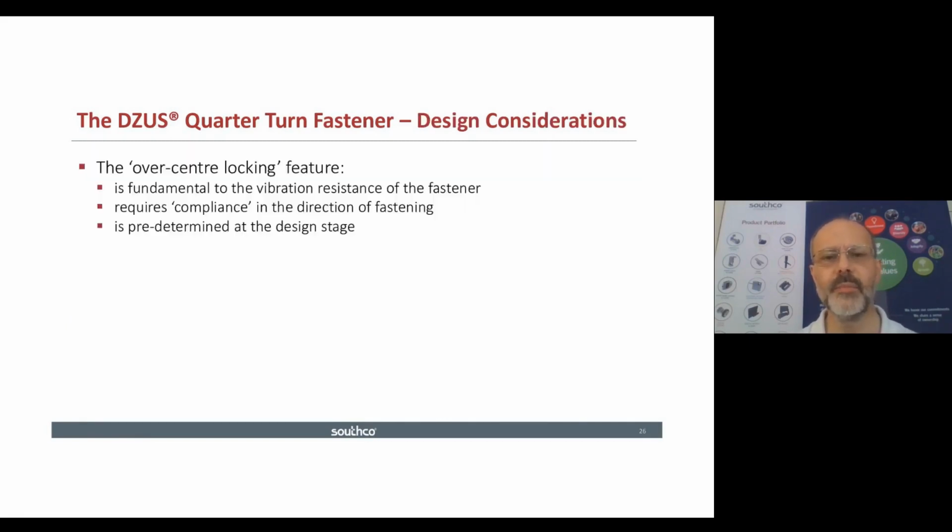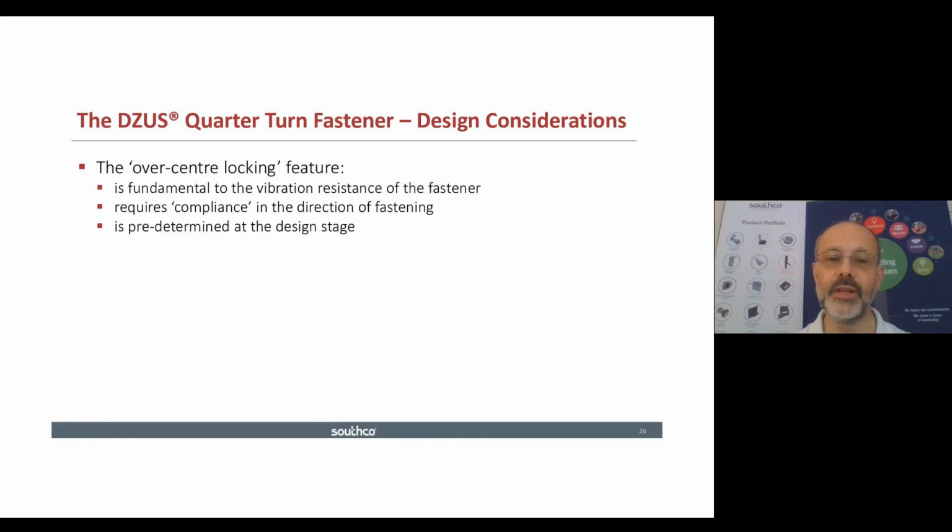So let's just think about design considerations. I think most people are familiar with designing an application that is fastened with a threaded fastener, a screw, and a nut. The Zeus quarter-turn access fasteners are slightly different. They do have the over center locking feature, which is fundamental to the vibration resistance of the fastener. I mentioned the compliance in the direction of fastening. So under vibration loads, there can be some movement of the panel that is being fastened, but the fastener itself is secure. It will not come undone.